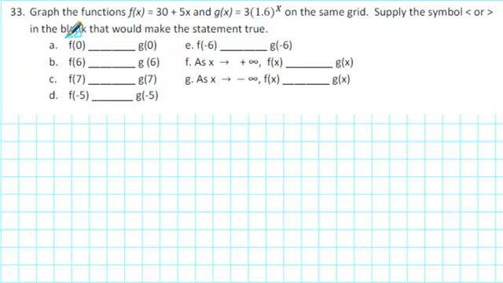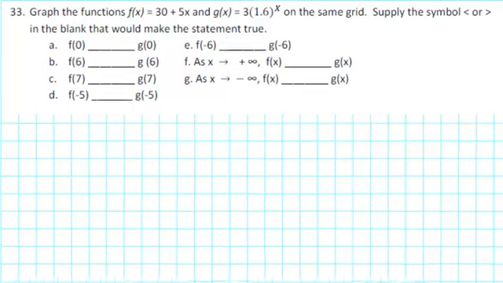Notice in part A that we want to compare f of 0 and g of 0, so one of our input values in the table might be 0. And similarly, we might choose inputs of 6, 7, -5, and -6. Let's use the calculator to help us.